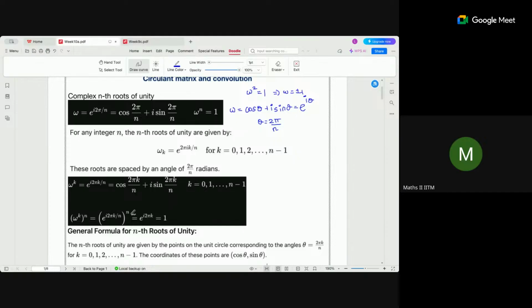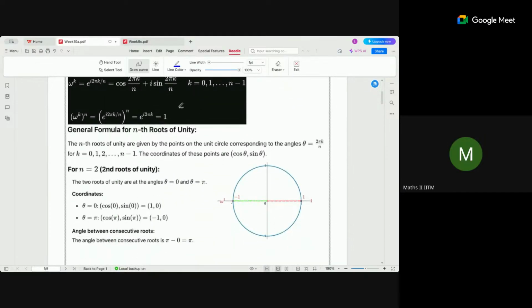Let us first look at some examples and then we will come back here so that you will have a better understanding. The nth roots of unity are given by points on the unit circle at angles theta equal to 2 pi k by n, where k is 0, 1 to n minus 1. The coordinates of these points are cos theta and sin theta. Let's start with n equal to 2, then you can understand it better.